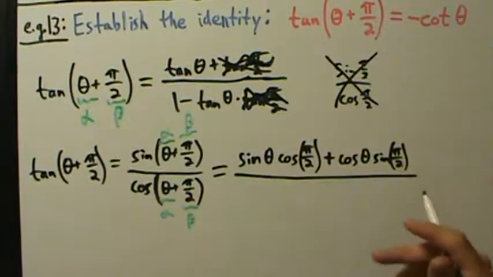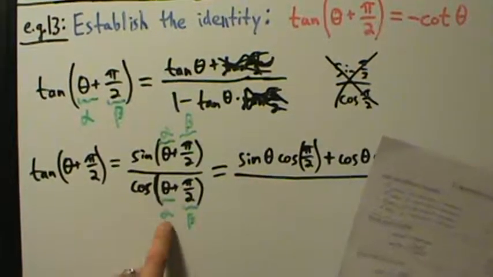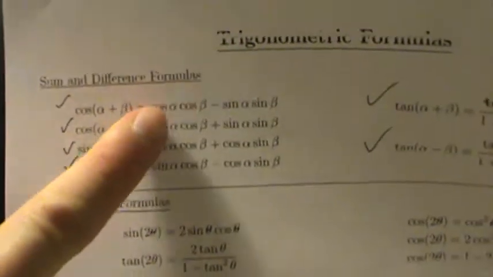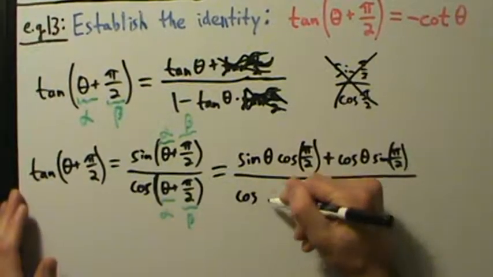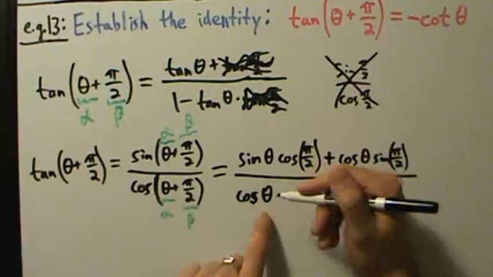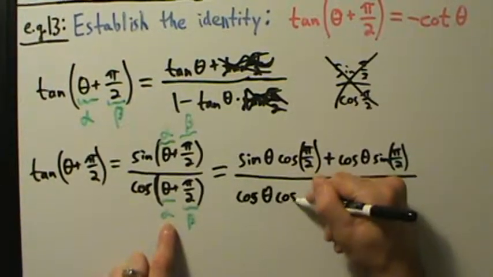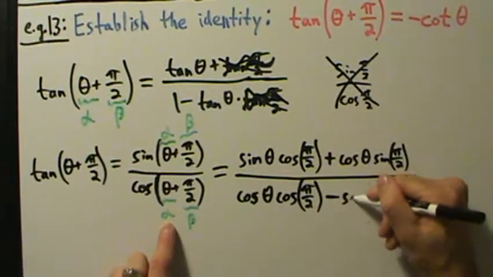What about on the bottom? What's happening on the bottom? Well, on the bottom, cosine of theta plus pi over 2, so that's going to be cosine of one angle plus another, cosine of alpha plus beta. Cosine of alpha plus beta is cosine alpha cosine beta minus sine alpha sine beta. So this is going to be cosine of alpha. And remember, theta is our alpha, okay? Cosine of alpha cosine of beta, beta is pi over 2, minus sine of alpha.